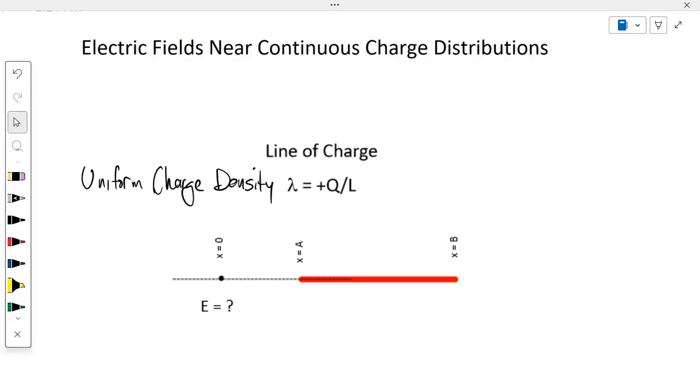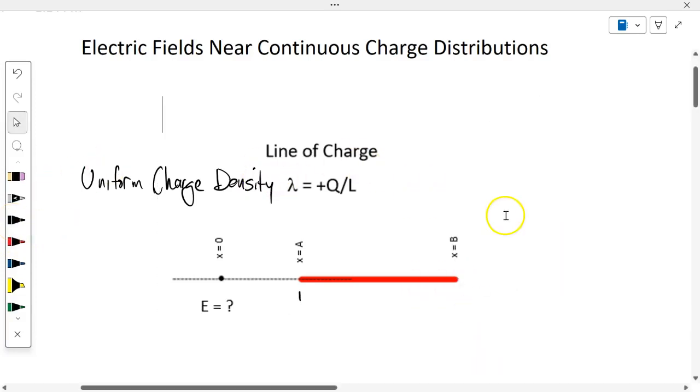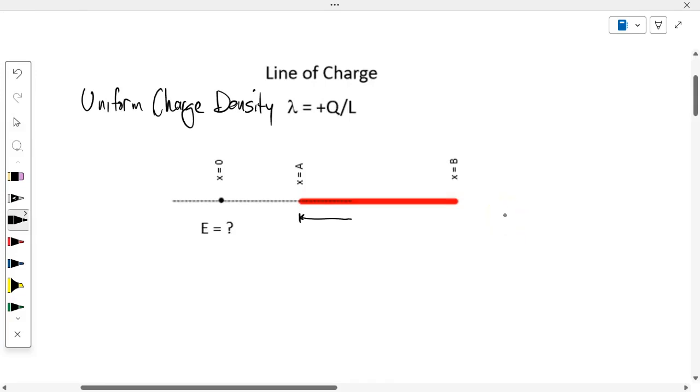that ranges in x coordinate from A to B. It has a uniform charge density lambda, defined to be its charge divided by its length. This is a length L. What we're looking to do is express the magnitude and the direction of the field at the origin.